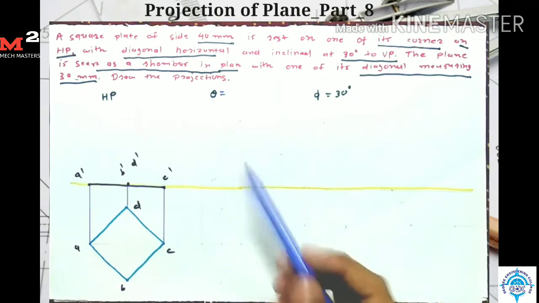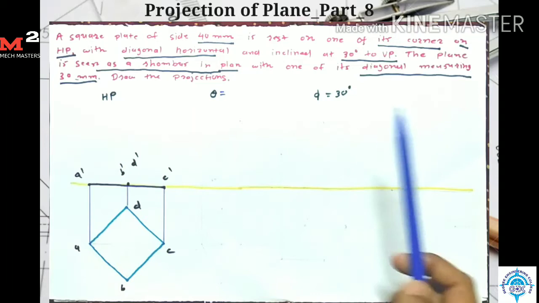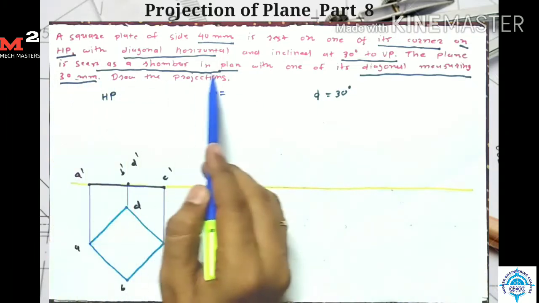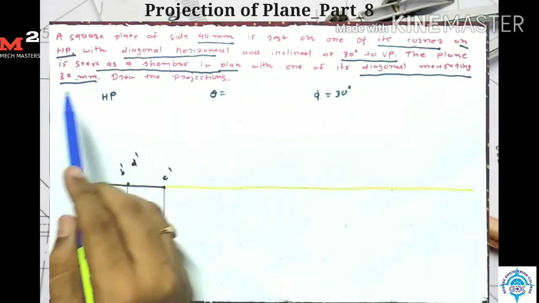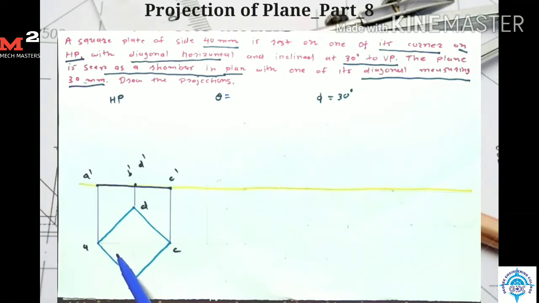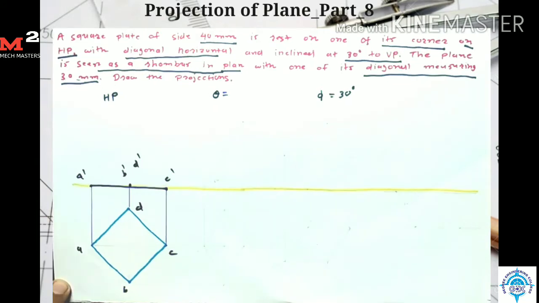Now in second stage theta is not given, but one condition is given that the plane is seen as a rhombus in a plan with one of its diagonal measuring 30 mm. Okay, so this square plate is seen as a rhombus in plan, means top view. Okay, and the length of one of the diagonal is 30 mm. Here if we take the projection for D point and B point, then the length of this diagonal BD is constant. Okay, here this square plate has two diagonal BD and AC. Okay, but length of BD is constant. Okay, so length of AC is reduced to 30 mm.